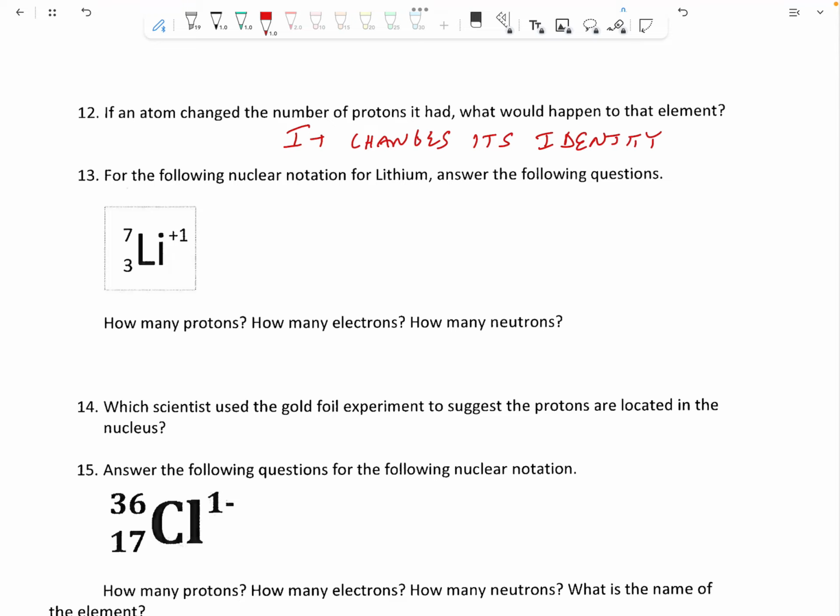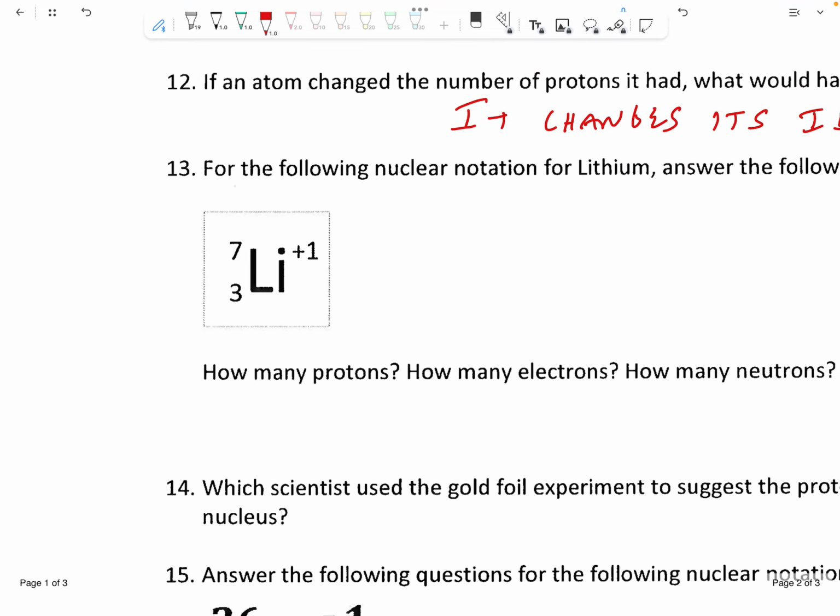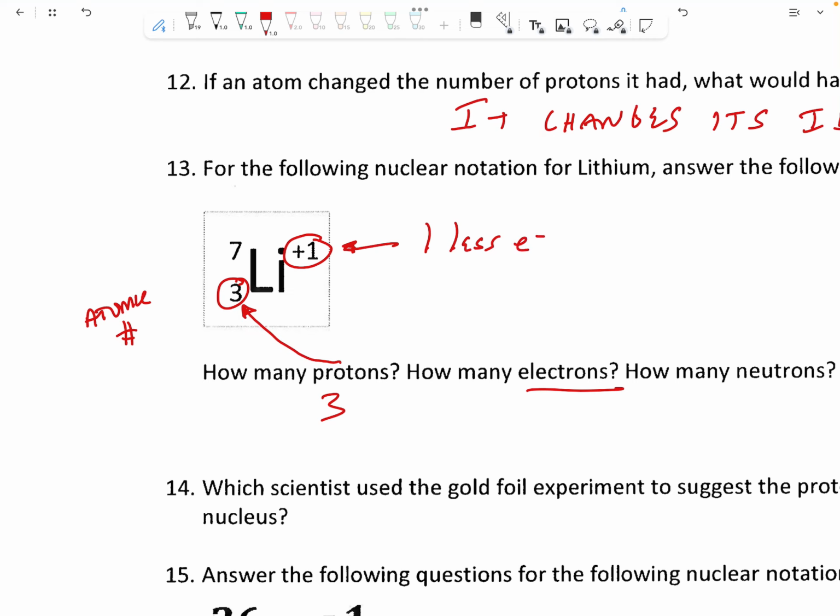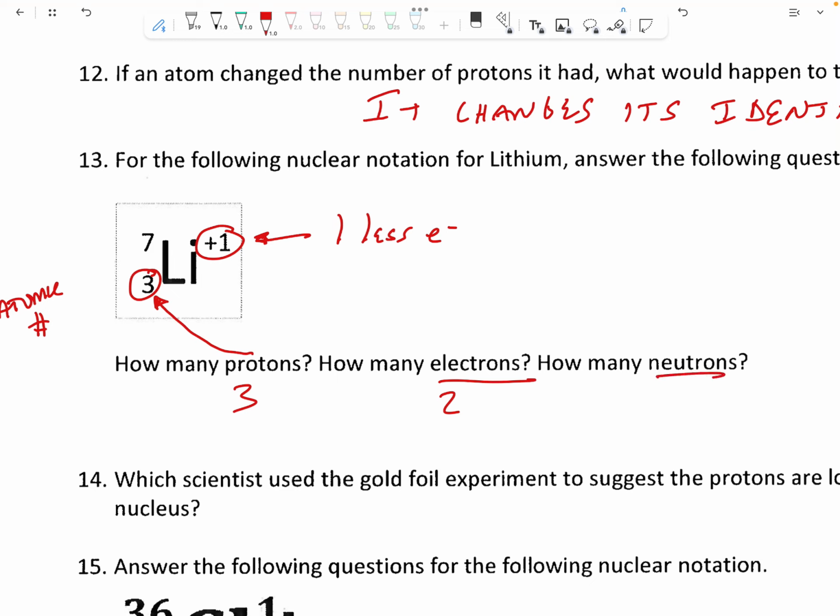All right, nuclear notation, answering the following questions. How many protons? The protons are found by looking at this number here. That number is the atomic number. So there are 3 protons. Number of electrons, that's different. In a neutral atom, there would be 3 because there are 3 protons. But what we have here is an ion. This right here says that there is 1 less electron. Okay, therefore there are 2 electrons now. It is a cation. How many neutrons? Well, that's 7 minus 3, and that would be 4. This number right up here is the mass number.